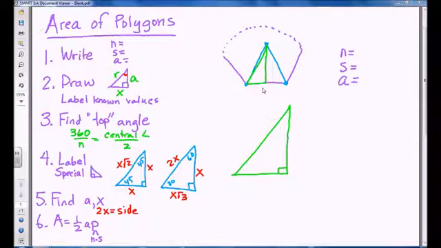Then we label any known values. So if we know a side length, this is our side length. So don't forget that x here is 1/2 of your side length. This is the apothem. And this side, your hypotenuse here, is the radius.